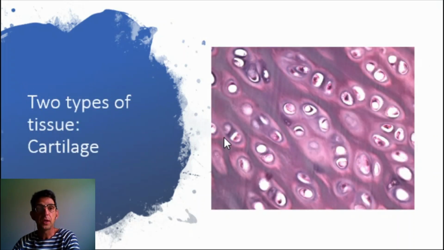In your skeleton you will find two main types of tissue. First of all, the cartilage. Cartilage, for example, in your ear or in the tip of your nose, is firm yet flexible. As you can see in here, there are cells, and you can see the extracellular material between the cells.